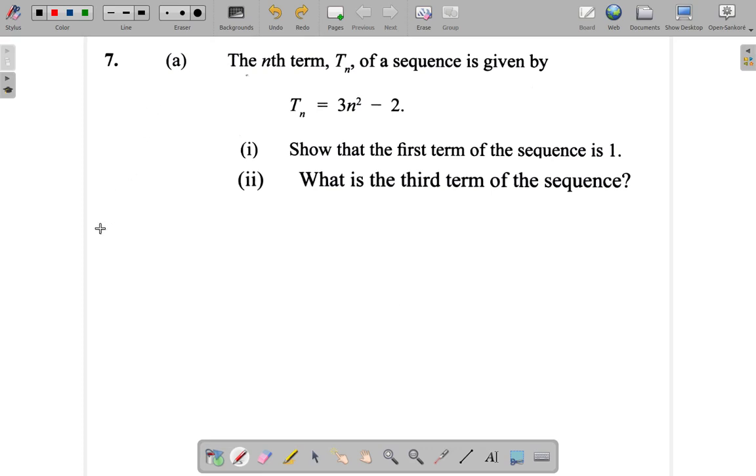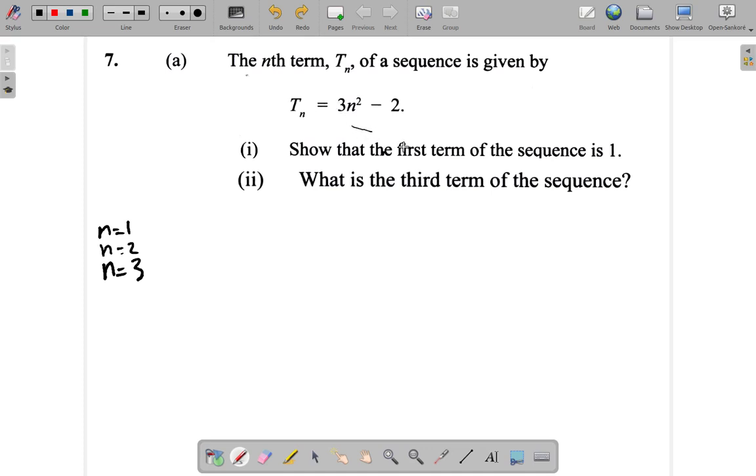Now remember, for the first term, you say that the number of the term is 1. For the second term, it is 2. For the third term, it is 3. And so on. In part 1, the first term was 1. They want to find out what is the third term.